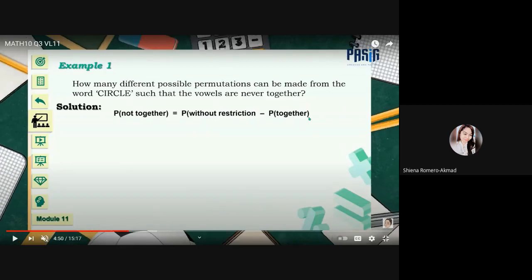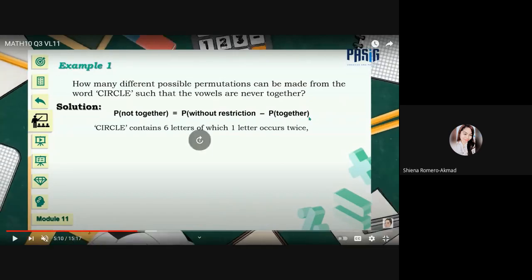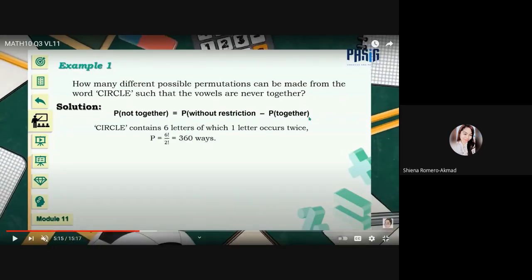Let's first do the one without restriction. When without restriction, you will notice that the word circle has two letters that are the same. So this is a distinguishable permutation. What is our formula there? We take the number of letters, which is 6, divided by what was repeated. So that's 6 factorial divided by 2 factorial, 2 factorial because the letter C is repeated twice. So we have 360 ways.